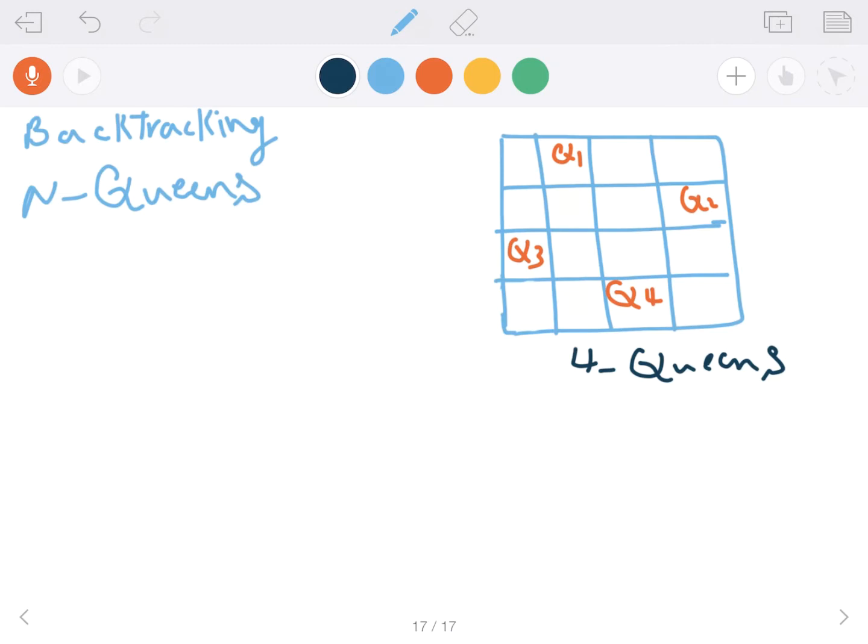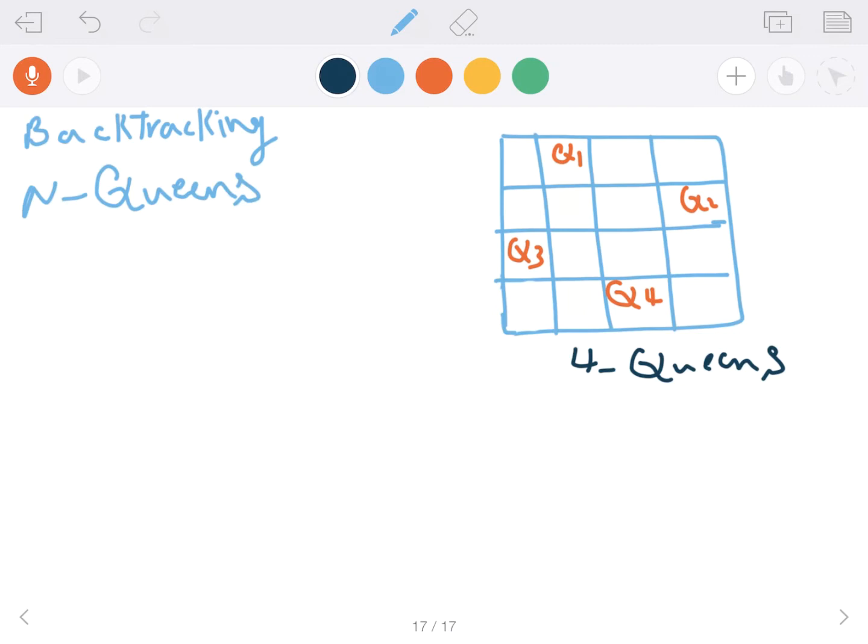But before going to backtracking, we are going to see how we can solve this problem if we are not using backtracking, and how many nodes, or how many steps, we have to go through to find the solution. Let's say that we are creating a tree of the states of the problem.